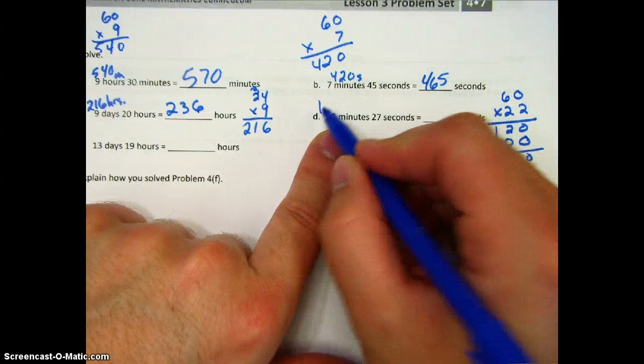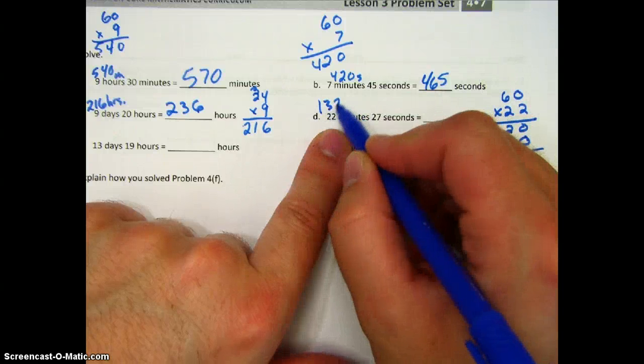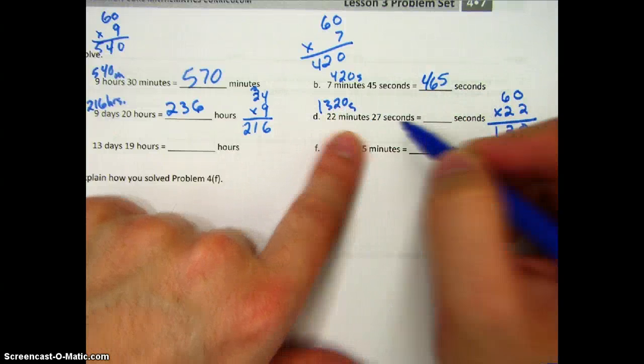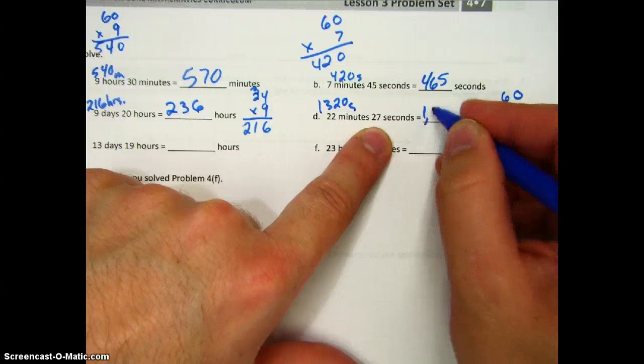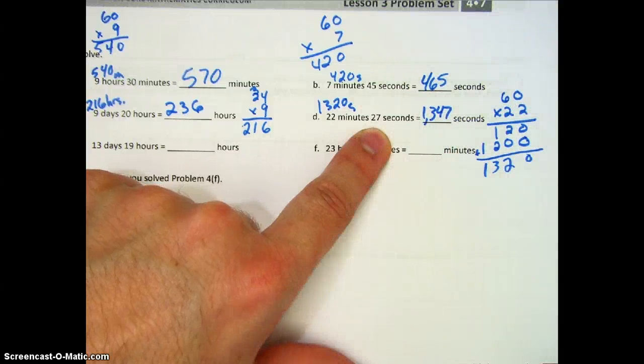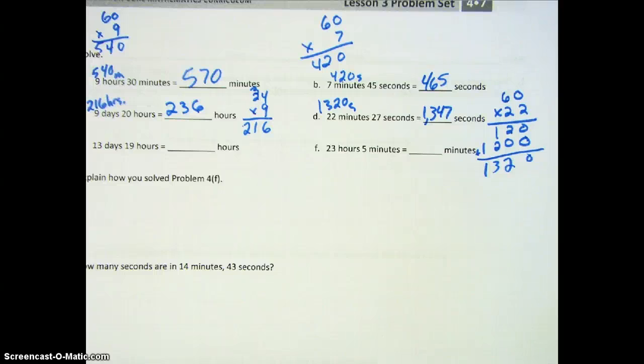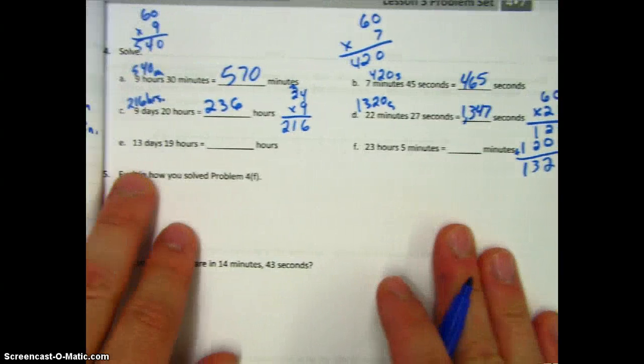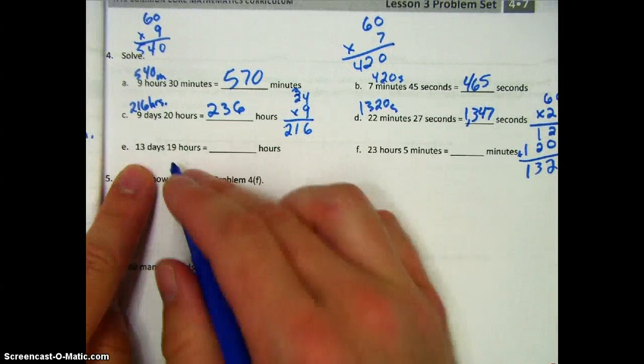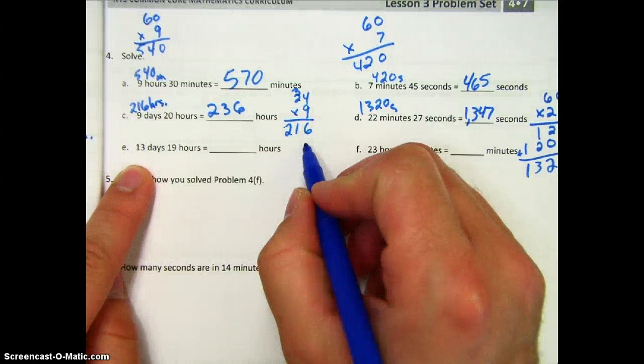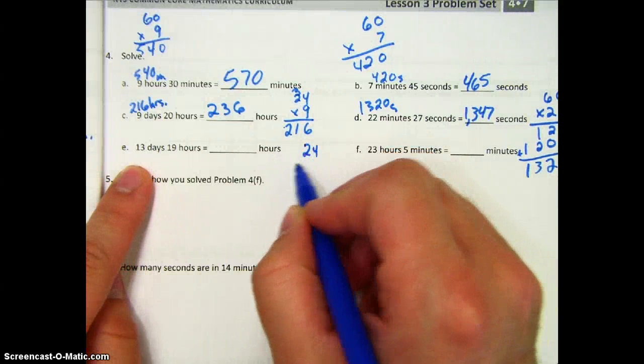So that tells us we have 1,320 seconds plus 27, so we have a total of 1,347 seconds. And moving on to the next one, we have 13 days. Okay. So we do 24 times 13 this time.